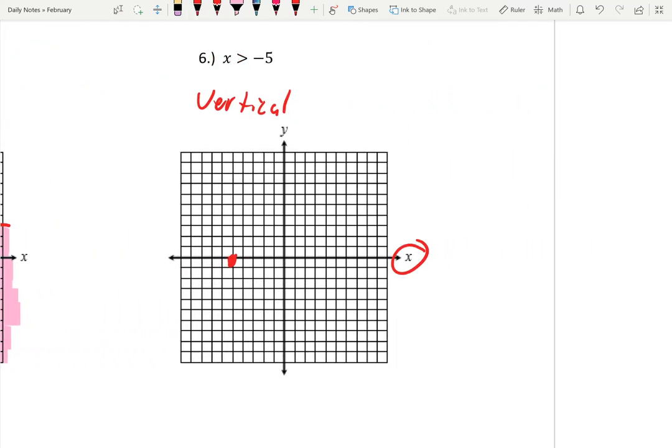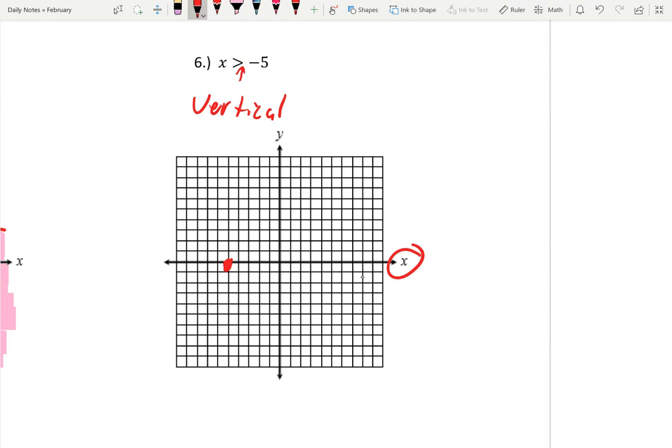So our vertical line, it's going to be a dashed line because you can see our inequality symbol here does not have a line under it. So it'll be a dashed line that goes vertically through -5 on the x-axis. Okay, so hopefully you can see that. And now x is bigger. It's opening up towards x, so we have to go x is bigger.